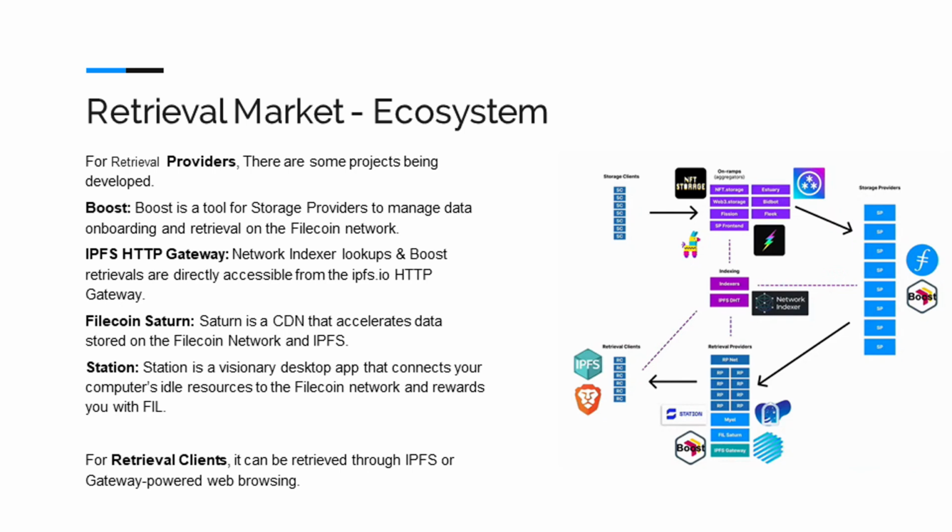Saturn is a CDN that accelerates data stored on the Filecoin network in IPFS. The network acts like a two-sided marketplace. On one side of the network, customers buy fast, low-cost content delivery. On the other hand, Saturn node operators earn Filecoin by fulfilling requests. Content on Saturn is content addressed. Every piece of content is immutable and every response is verifiable.